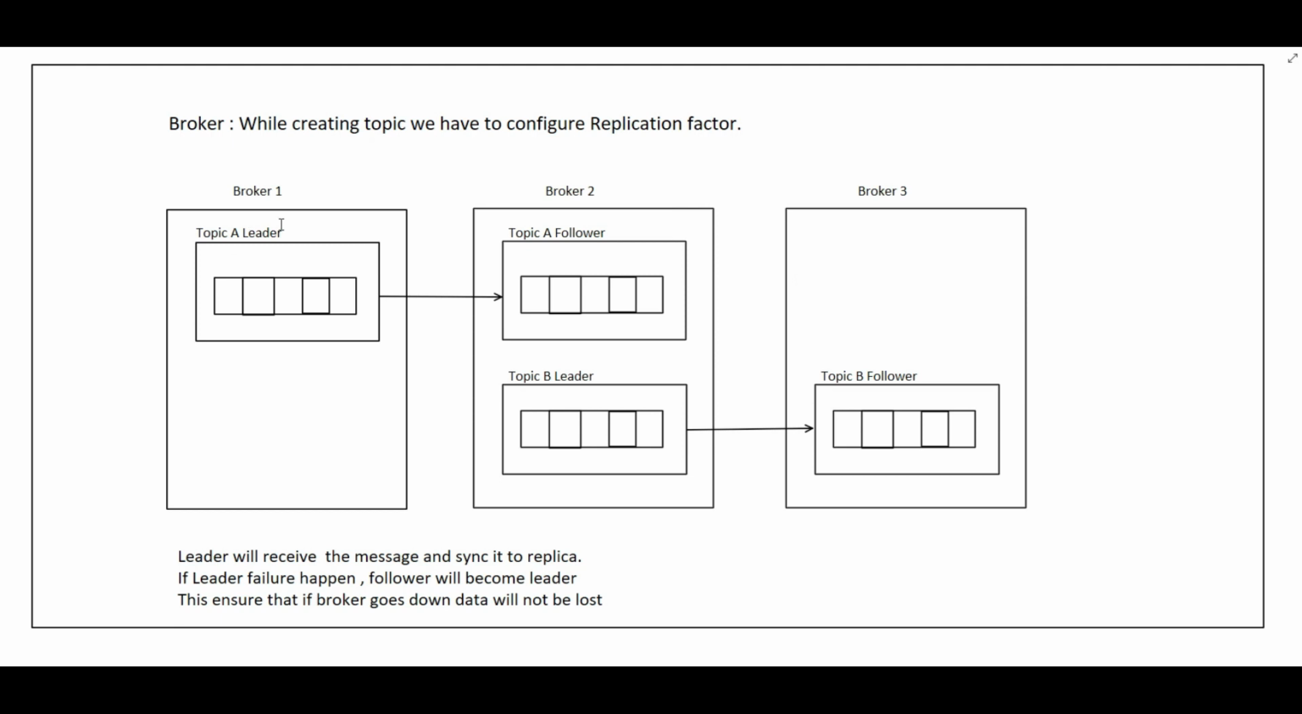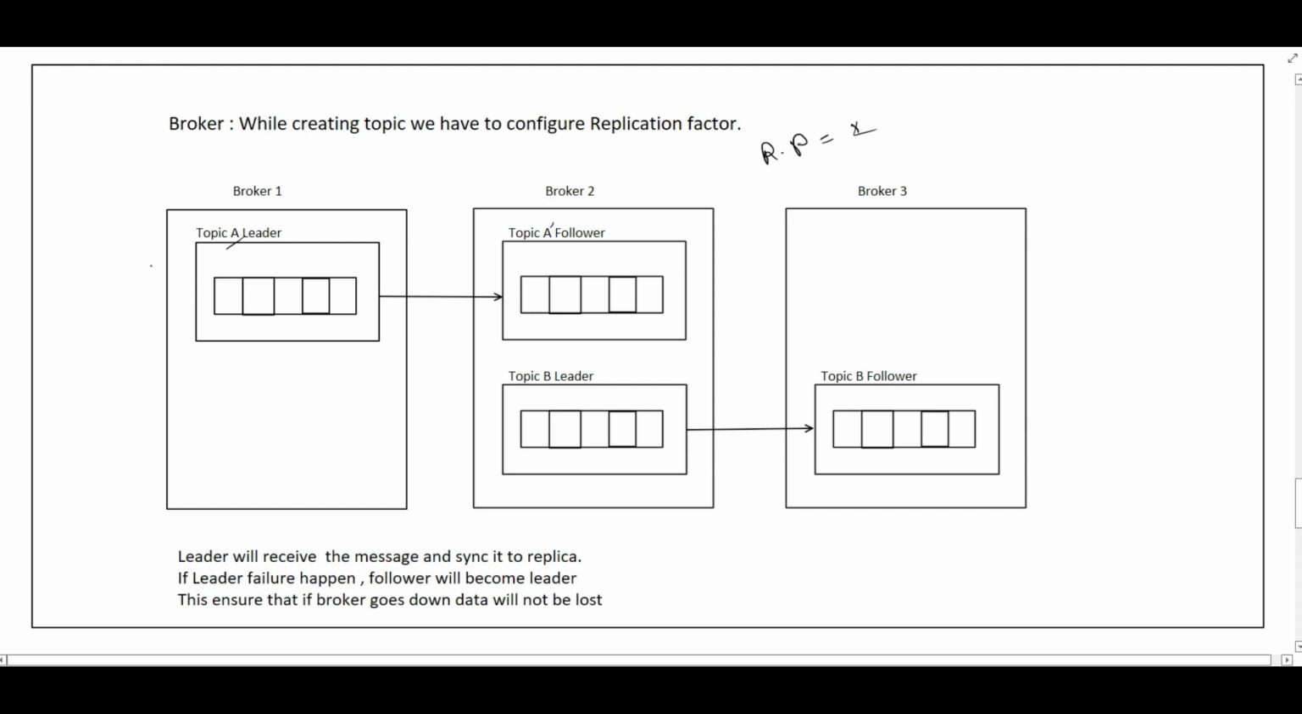Now let's talk about the broker. We have three brokers, basically three machines running Apache Kafka, and they will be managed by ZooKeeper. Whenever we create a topic, we have to define the replication factor. It means how many copies we want for that particular topic. Suppose we define the replication factor as 1, and when we create topic A, it will create one more copy of topic A.